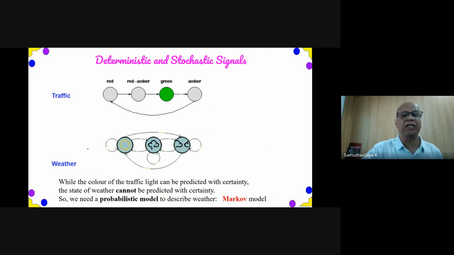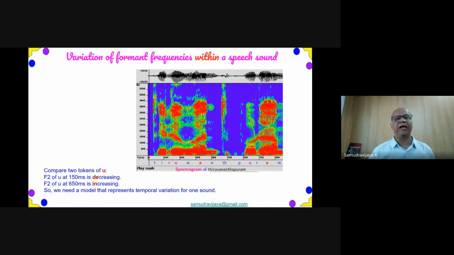On the other hand, look at the weather pattern. It is sunny, it is cloudy, it is raining, and it is cloudy. Which comes after which? There is no way of specifically saying which weather state comes after which. Therefore, it is called a stochastic signal, and for stochastic signals, we use a probabilistic model. A scientist called Markov proposed such a model. Therefore, this model is called the Markov model.